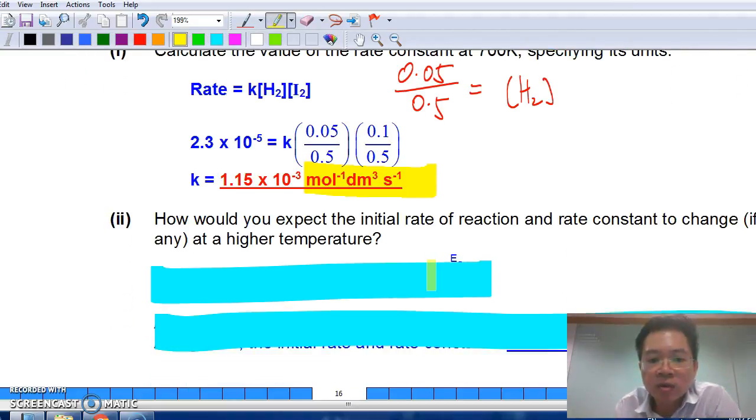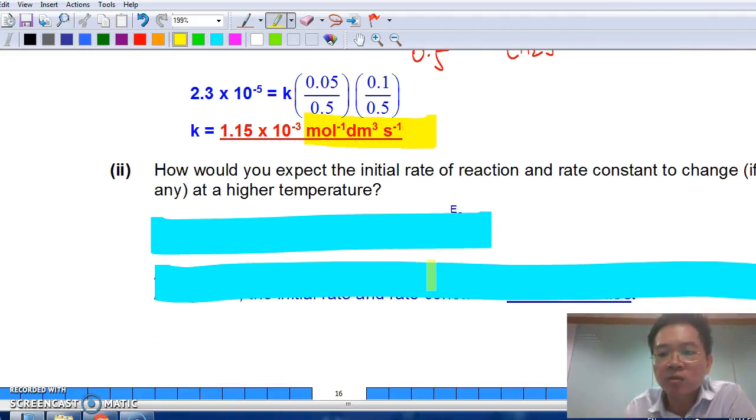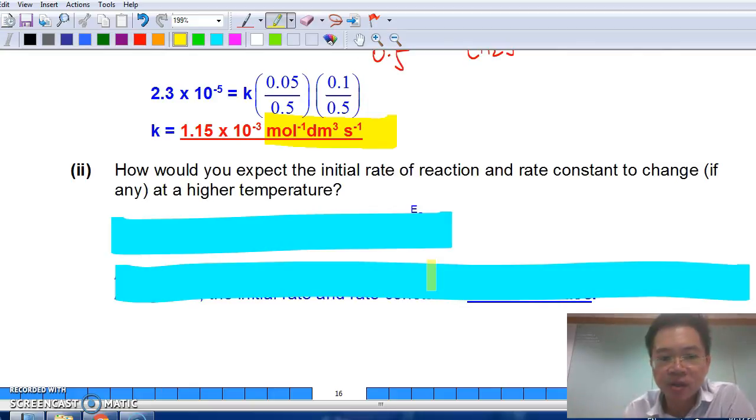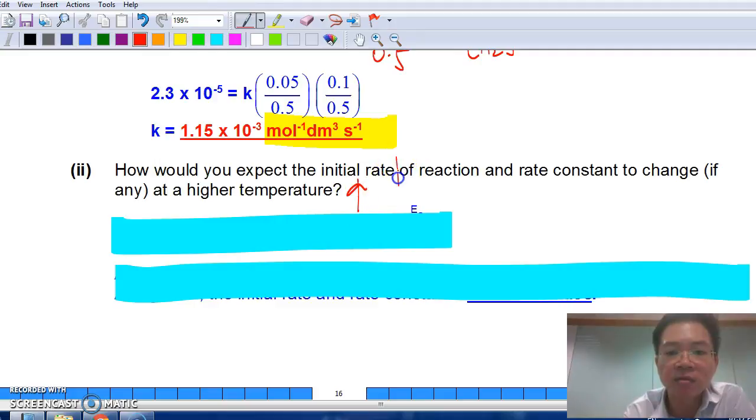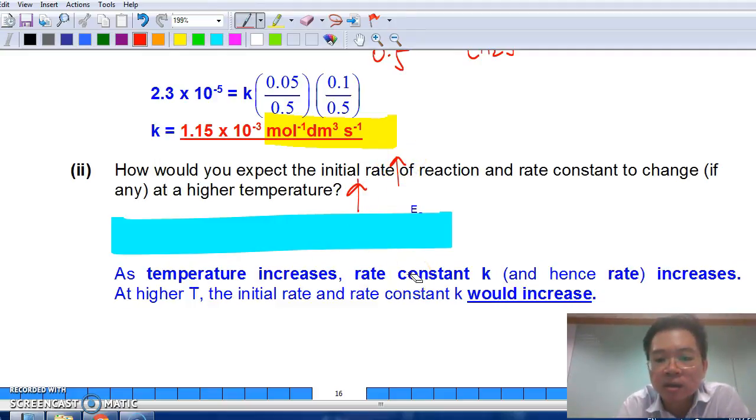Part 2, how would you expect the rate to change when you change the temperature? I think it's quite commonsensical that when temperature increases, rate would also increase, right? The rate constant may not be that obvious. Rate constant is not really a constant, but it's a constant value at a particular temperature.